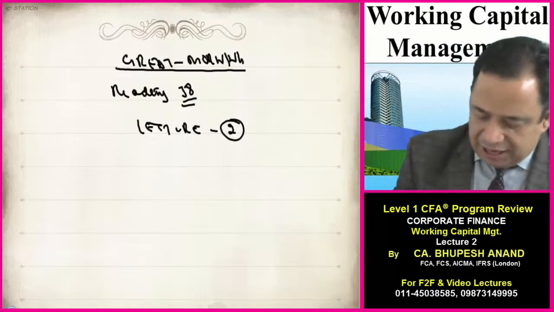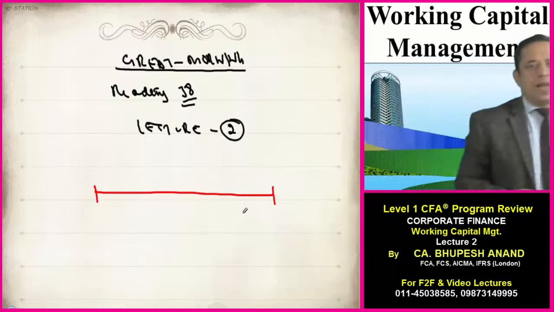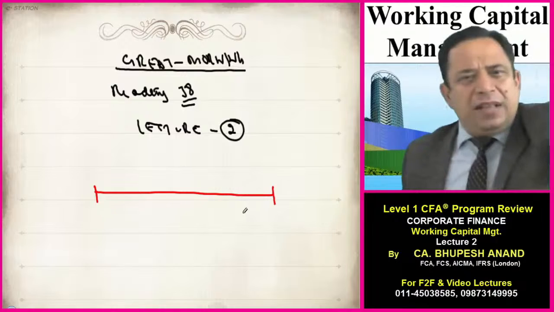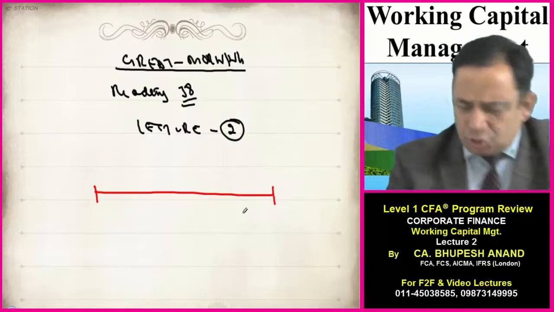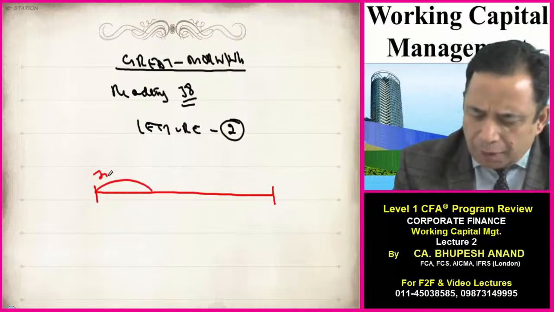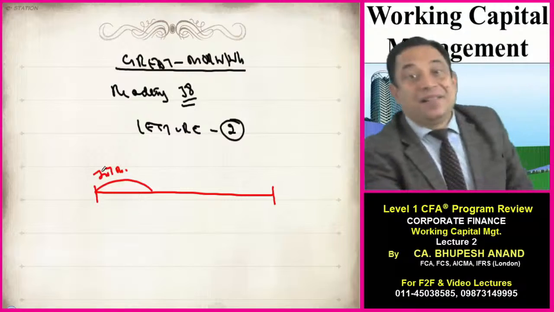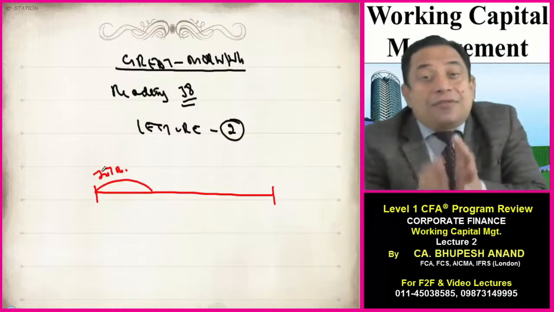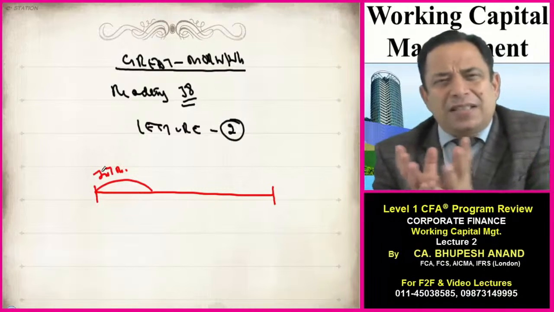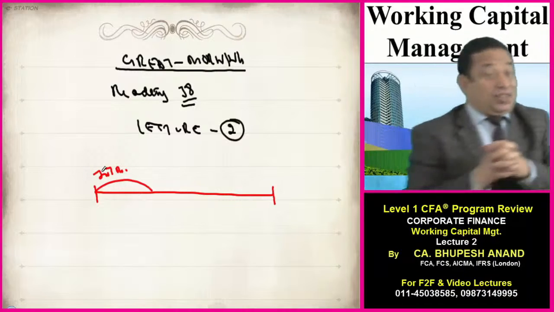So friends, in the last lecture, that is in lecture number 1, I have not covered any learning outcome. There are 7 learning outcomes, but I have not covered any of them. I have just told you the intro part, what is the meaning of working capital, why the funds are required, what are the reasons of fund, all that basic and introductory concepts I have given you in the last lecture, number 1.